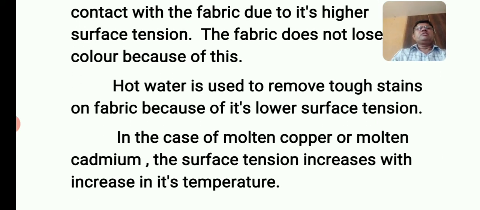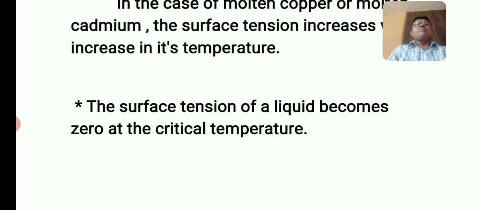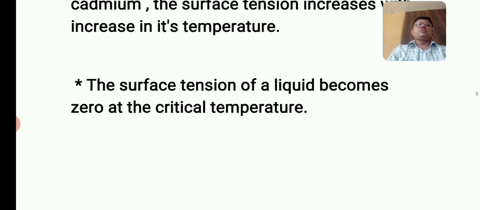In the case of molten copper or molten cadmium, the surface tension increases with an increase in temperature. The surface tension of a liquid becomes zero at the critical temperature. We know what we call the critical temperature: the temperature at which the surface tension of the liquid is zero is called the critical temperature.